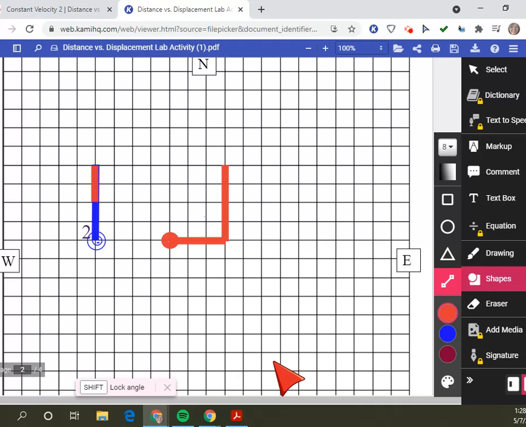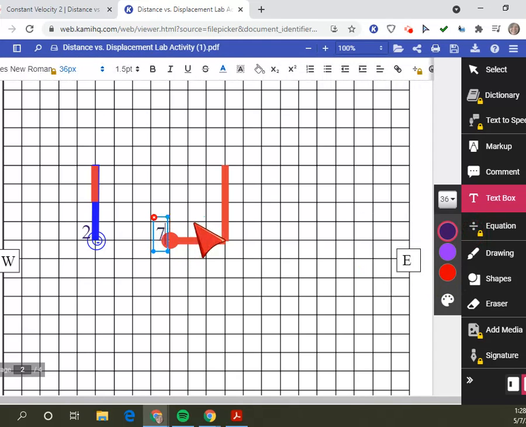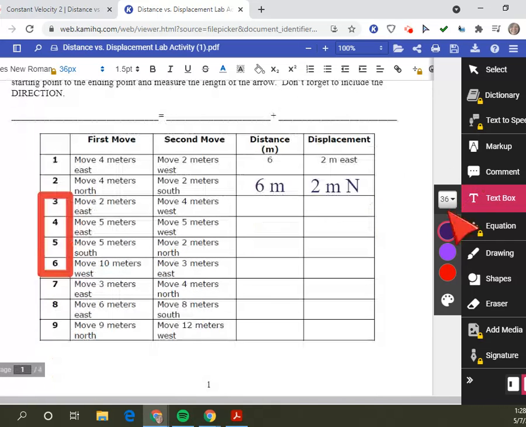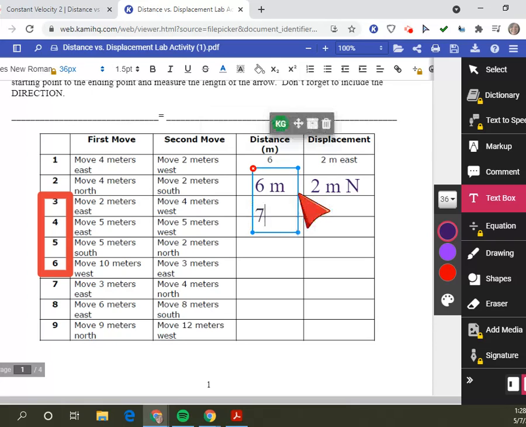Well, the distance one is kind of easy because we're just going to add them together. 1, 2, 3, 4, 5, 6, 7. So we moved 7 meters. That is our distance. I'm going to put this here, 7. Well, let's get a new box.